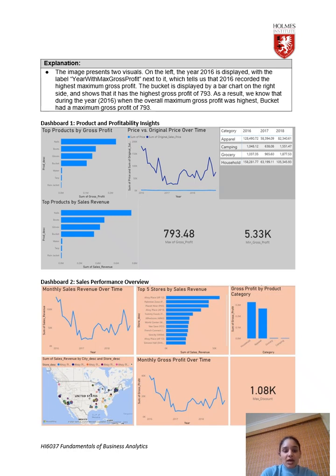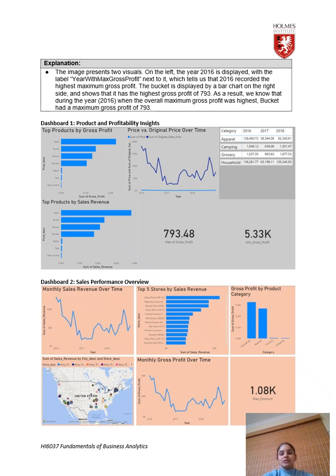So this bar chart shows the products that generated the most profits. The nails and buckets are on the top, and the next top products by sales revenue, and the bucket is again on the top in this bar chart. And next there is a line graph which shows the trend between 2016 and 2018 of the gross profit.